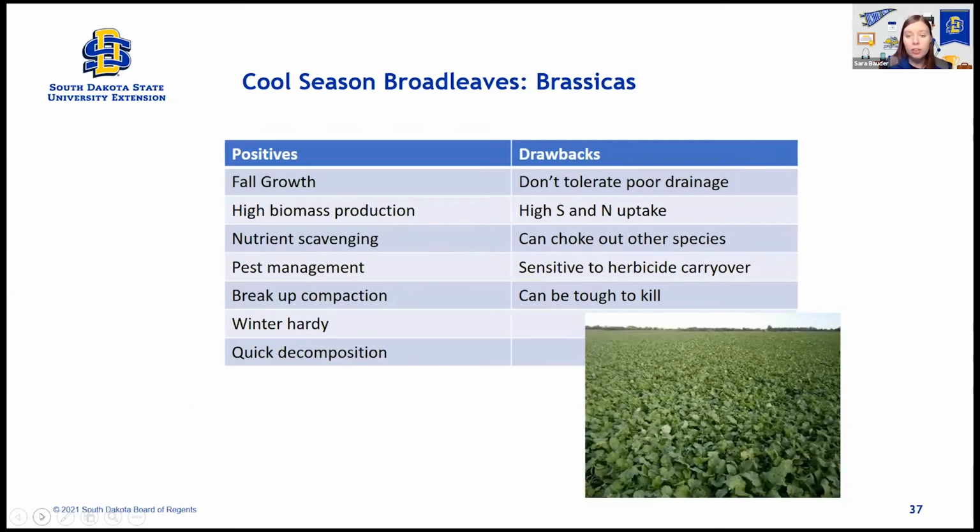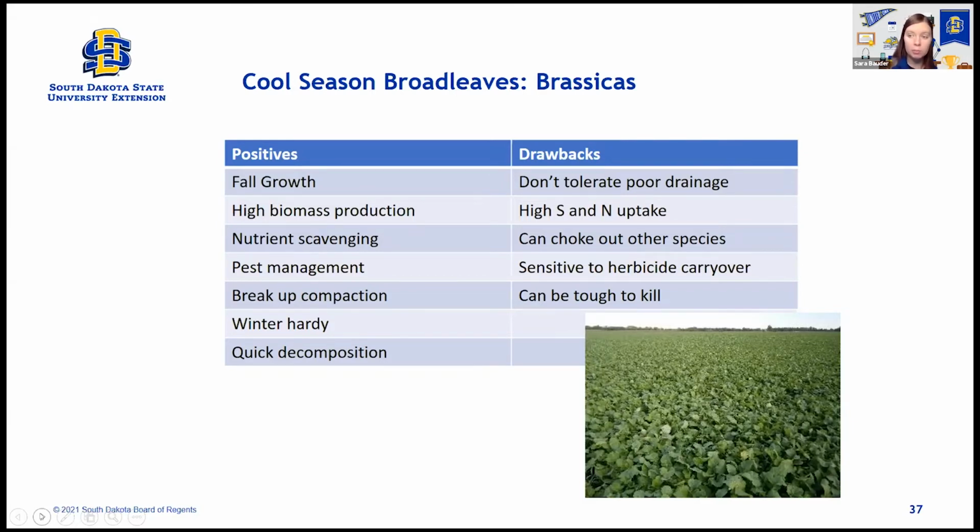Now, when we specifically look at brassicas, because they're so popular, I put in a slide on them. The positives of brassicas are that they do really well in the fall. We can get a lot of growth on them as long as we've got moisture. They produce a lot of biomass, but keep in mind that there's a high water content in brassicas. So sometimes the biomass isn't quite what we think it is. They do some good nutrient scavenging and pest management. It really helps to get a cool season crop in between our warm season crops. If we're in a corn soybean rotation, this can really help us out.